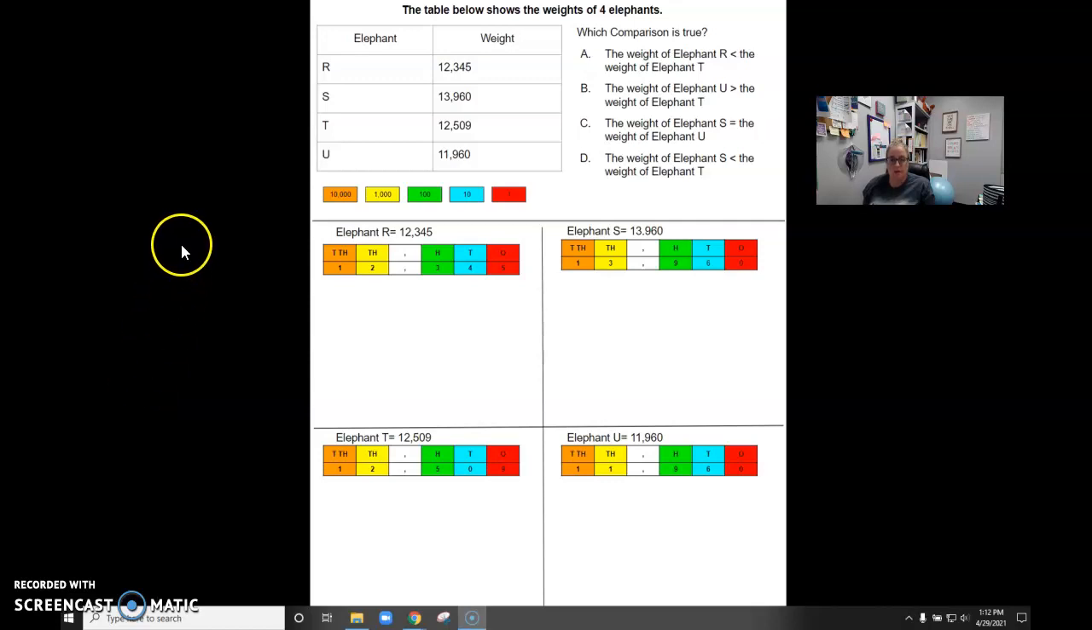Alright, so we are going to look at comparing numbers today. And here's the first example we're going to look at. So let's look at our problem. The problem says the table below shows the weights of 4 elephants. So let's look at our table.